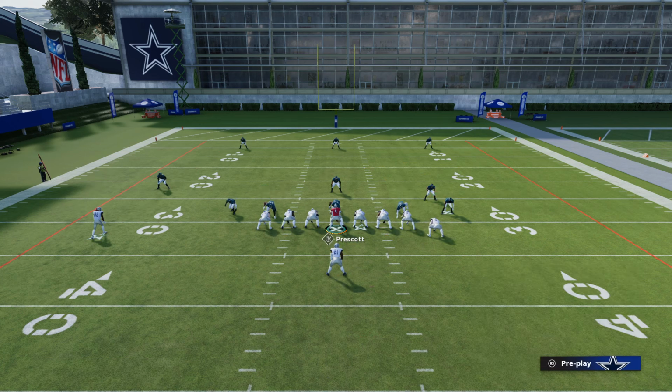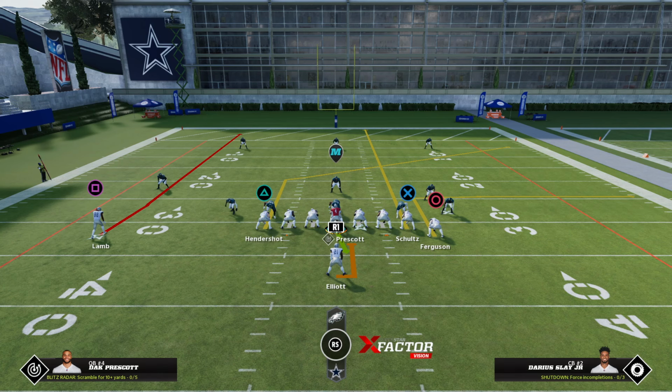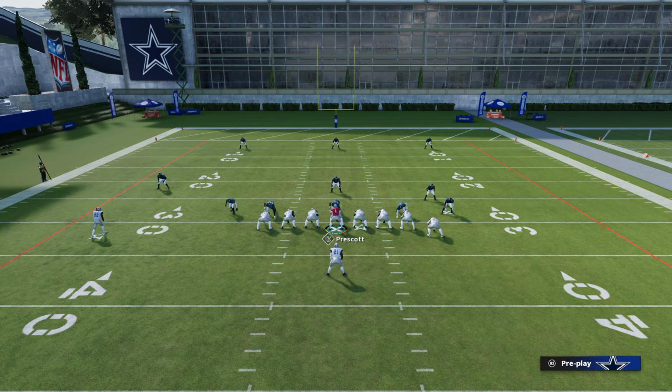Obviously, then there's also hot routes. You just press triangle and you pick the player, and then you can pick the route that you want them to run. So triangle, X, let's say Dalton Schultz, and I want him to run a streak.